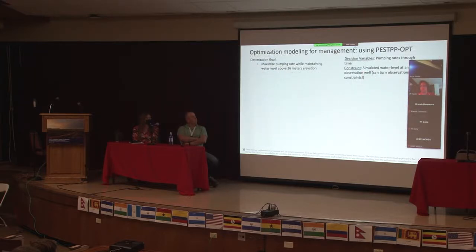Optimization, I'm going to move on to that now. Here's an example of an optimization for a problem that we simulated for this project. Basically, it's a simple one: maximizing pumping while keeping the water level above 36 meters of elevation. Decision variables, those things that the optimization can adjust, are the pumping rates through time, and the constraint is just a simulated water level at an observation well. So in this tool called PESTPP-OPT, short for optimization, you can turn observations into constraints, which is pretty cool.